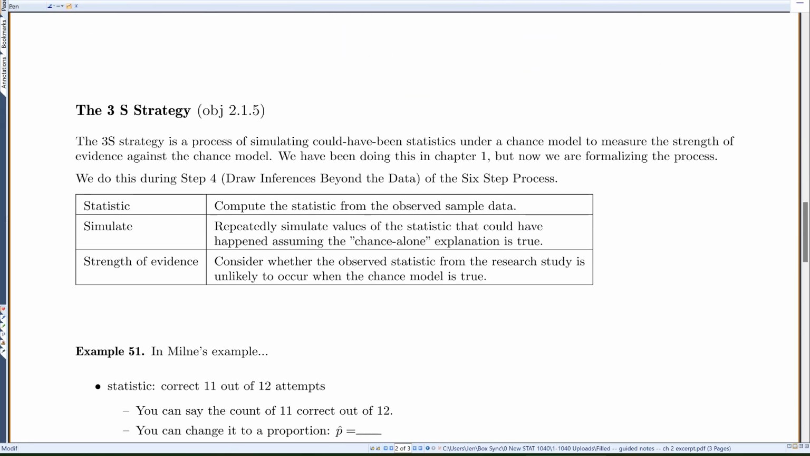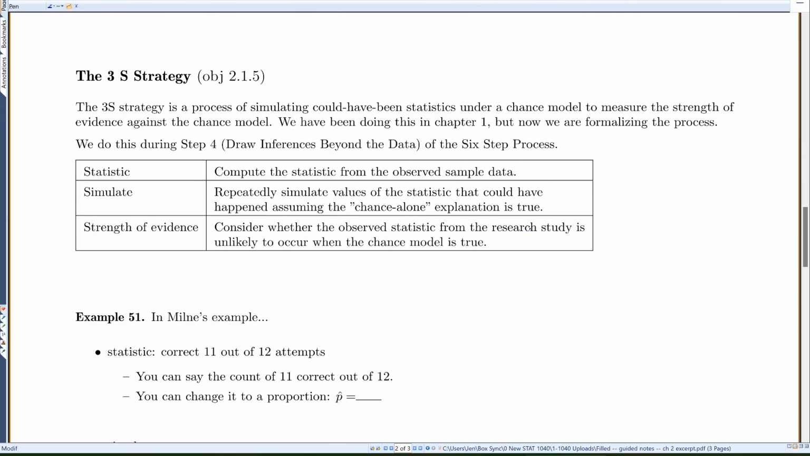So now there's something called the 3S strategy that our textbook likes to do. So basically it takes everything we've been doing and it just formalizes it. So our 3S strategy is just a way that we can use a chance model to measure the strength of the evidence against whether things happen by chance. We do all this during step 4, which is draw inferences beyond the data of our 6-step process. So our 3 S's are statistic, simulate, and strength of evidence.